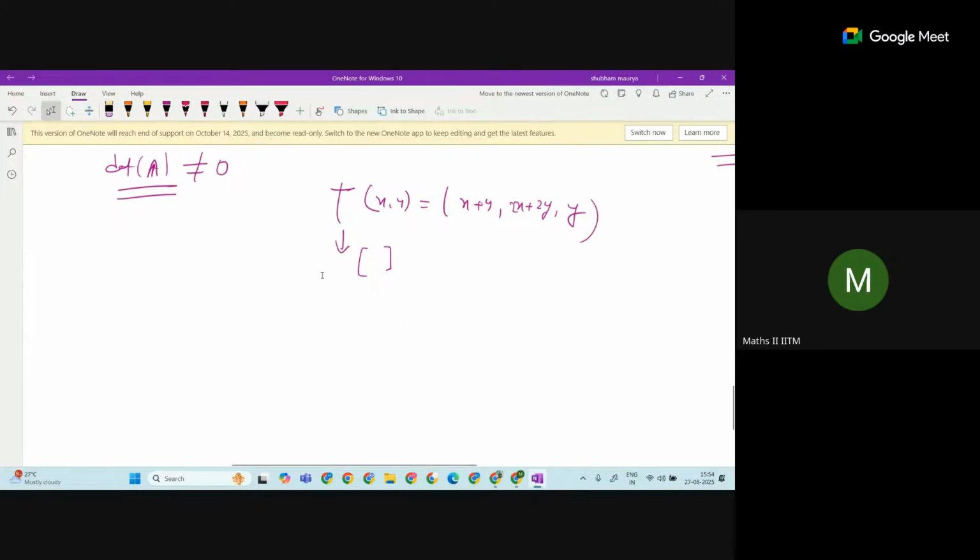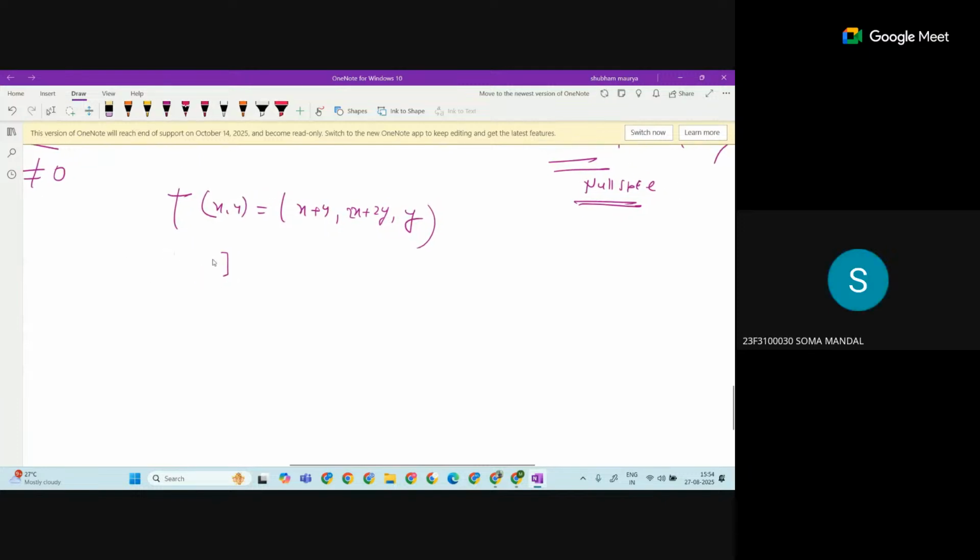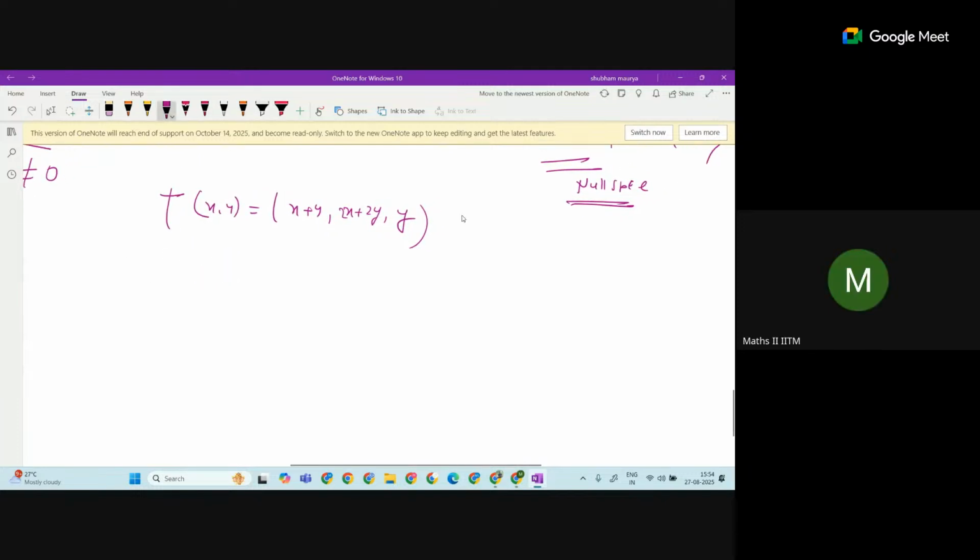Very simply, the expression is Ax equal to 0, where A is the matrix. You have to solve this system of linear equations. Once you find the matrix representation, solve the system of linear equations, and whatever the solution is, that is your null space.